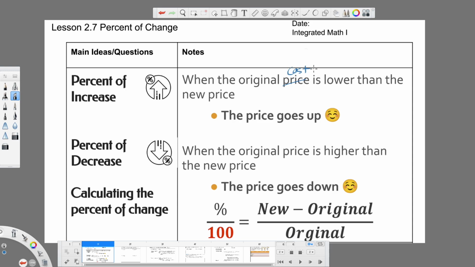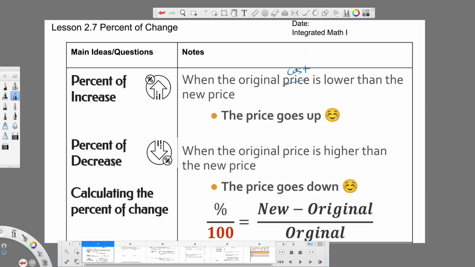So percent of increase is a little bit more like if you were running a store and you were selling something, if you bought it for $5, you're not also going to sell it for $5. You're going to sell it for more, so you make money off of it. It's a percent of increase, so it's your profit off of that item, however much you spent on it. So the price would go up, or from your cost is what this means.